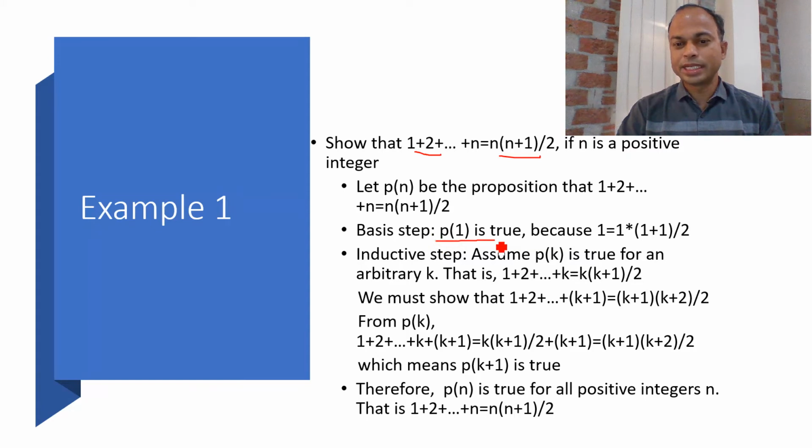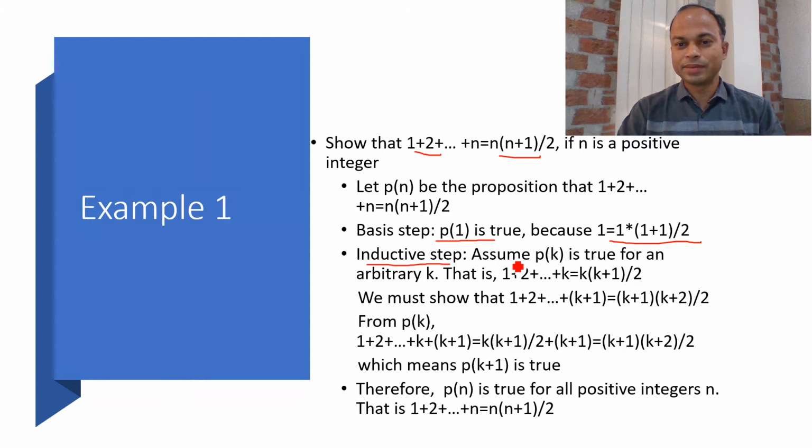Say we are calling it P1. If we place n equals 1, then we get 1 multiplied by 1 plus 1 divided by 2, and this result is 1. So we can say that P1 is true. After it, we apply the inductive step.